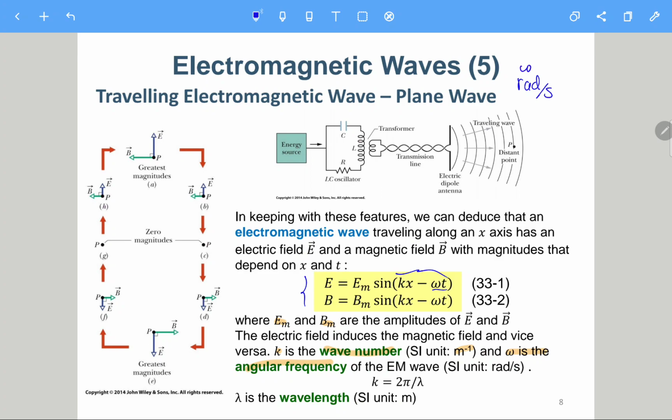This is for omega. And for t, the SI unit should be, of course, s. So s and s will be cancelled. So omega t should have the SI unit to be radian. But of course, radian is not a dimension. It's dimensionless. It's just an angle. So you can also regard it as omega t equals 2 pi ft.